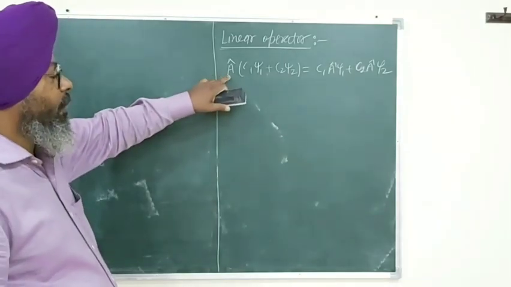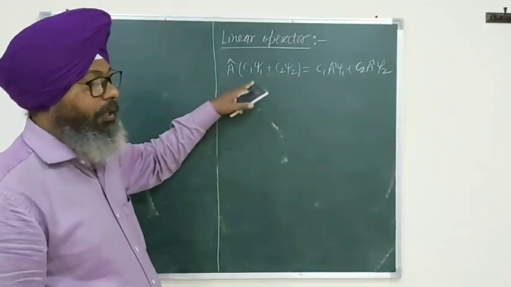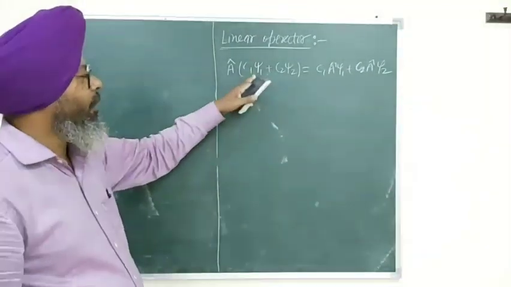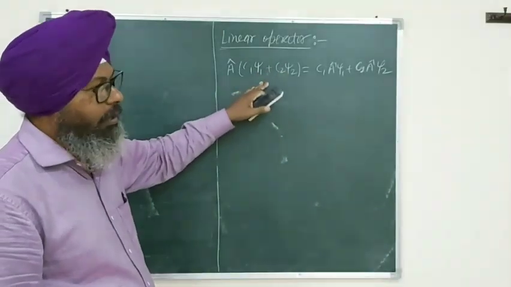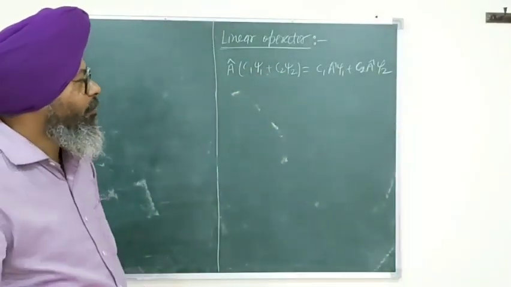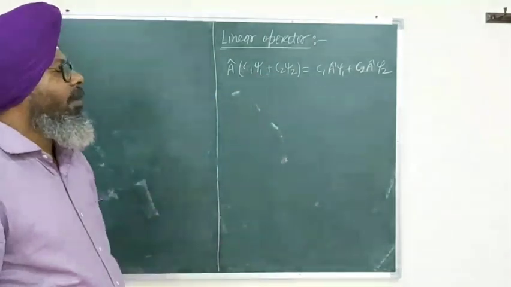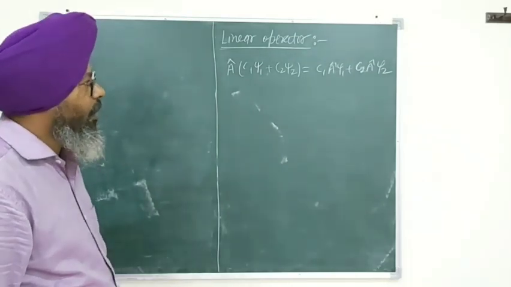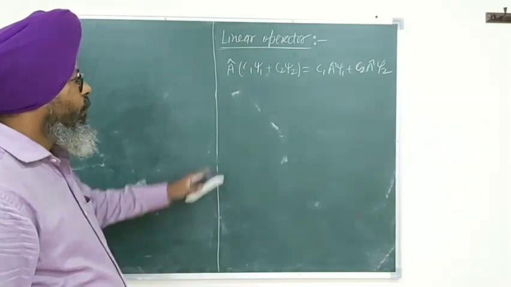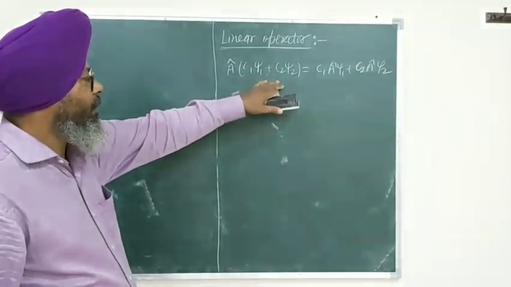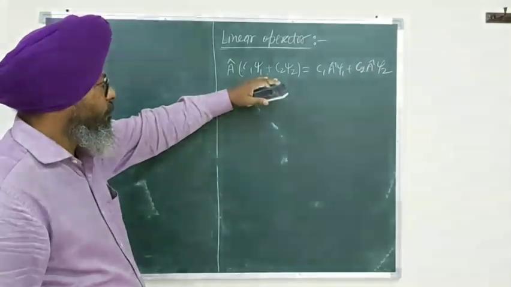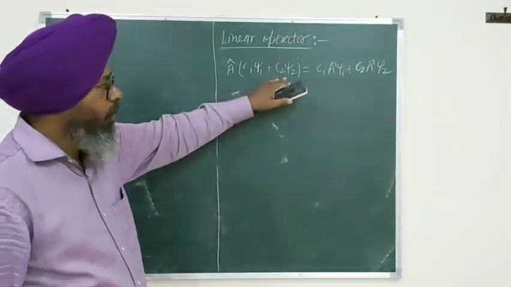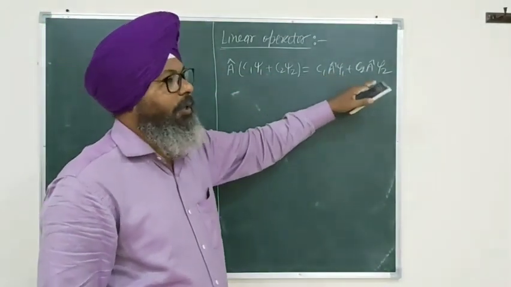So the left hand side is the operation on the linear combination. This kind of sum, in which two wave functions are firstly multiplied by some constants and then added or subtracted, is called a linear combination. C1 and C2 are called weight factors, or also expansion coefficients. If I spell it out, the left hand side is the operation of the sum, and the right hand side is the sum of the operations.